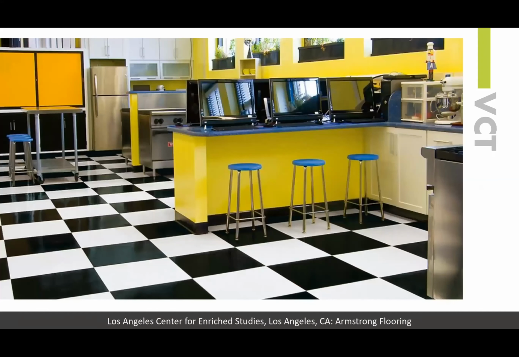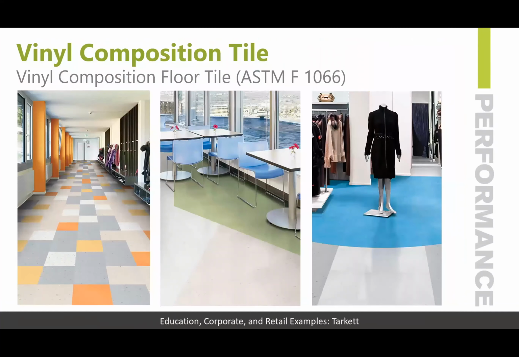We're going to start with vinyl composition tile as the product type. For performance, vinyl composition tile has ASTM F1066 as the performance standard. There's a performance standard for each type of resilient flooring that I think is good for everyone to be aware of, so that when you're looking at those performance characteristics, you can also see what the performance is and what the methodology is for that performance. I think understanding that better also provides insights as to what the best product for the application is.